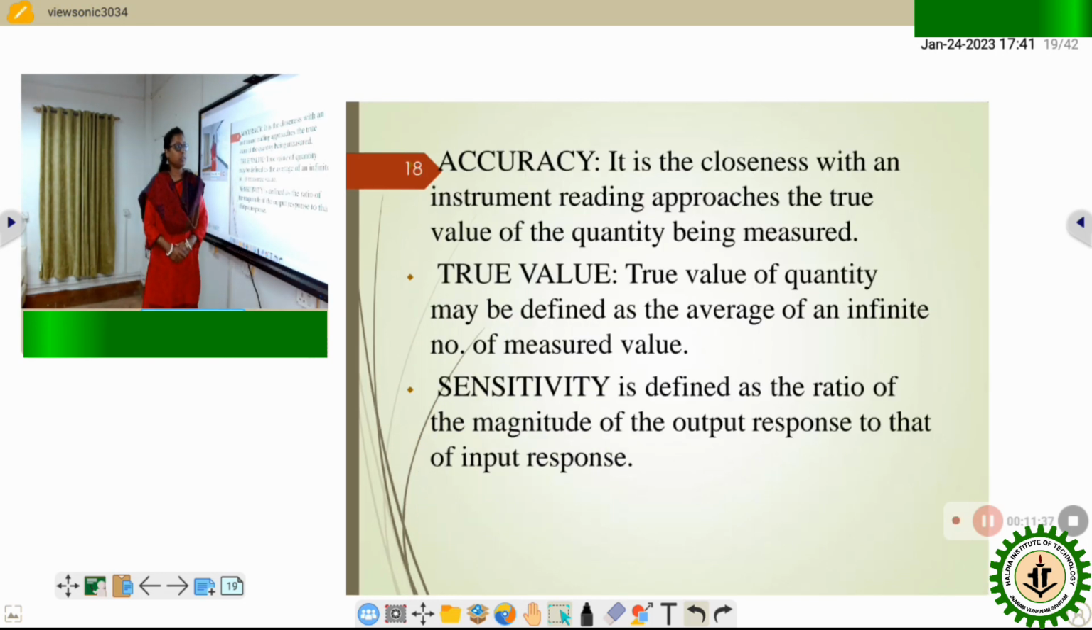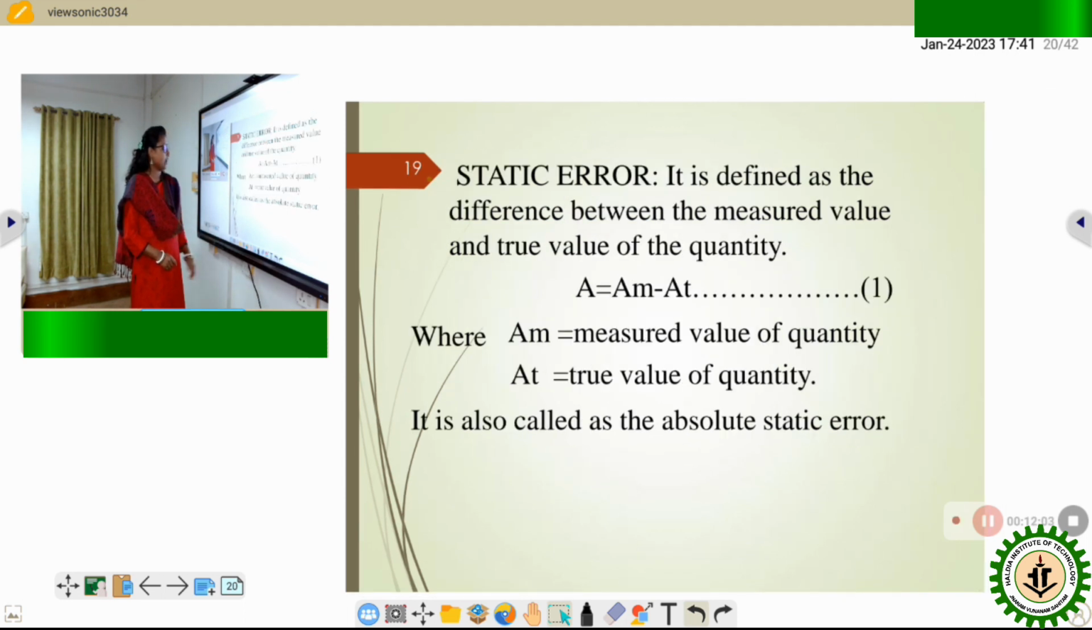First one is accuracy. It is the closeness with which an instrument reading approaches the true value of the quantity being measured. The true value of a quantity can be defined as the average of an infinite number of measured values. The sensitivity is defined as the ratio of the magnitude of the output response to that of the input response. These are the different characteristics.